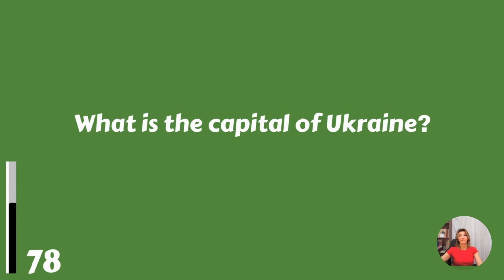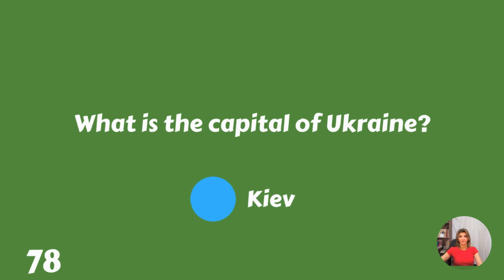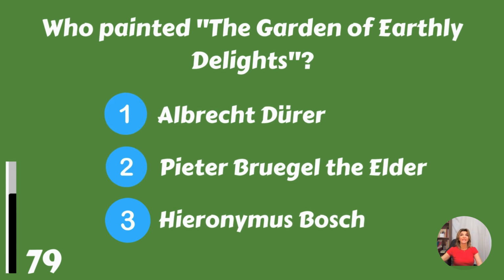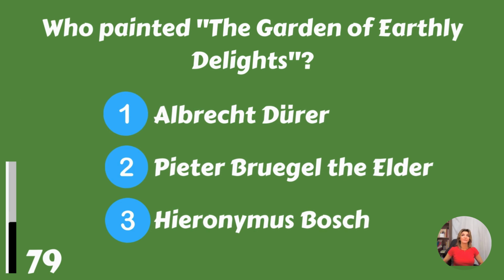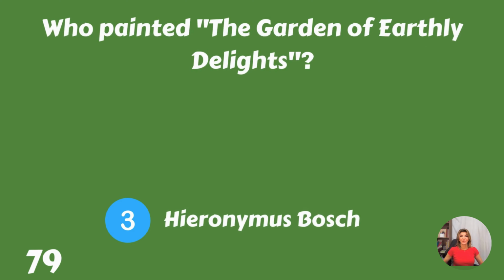What is the capital of Ukraine? Kyiv. Who painted the Garden of Earthly Delights? Albrecht Dürer, Peter Bruegel the Elder, or Hieronymus Bosch? Bosch, excuse me. Hieronymus Bosch.